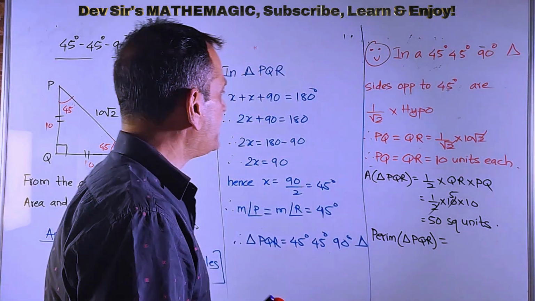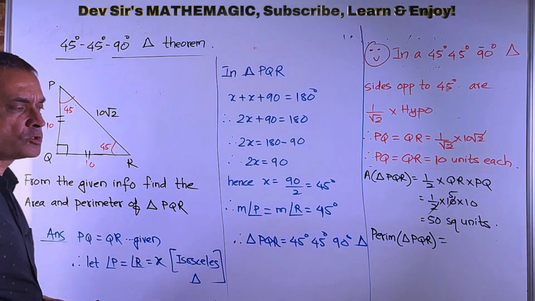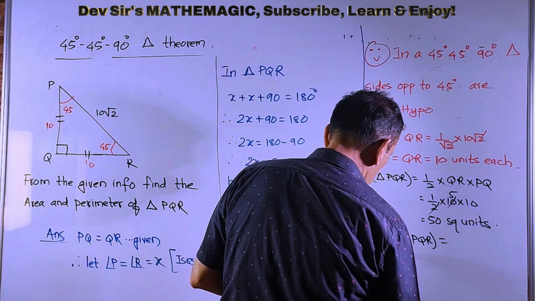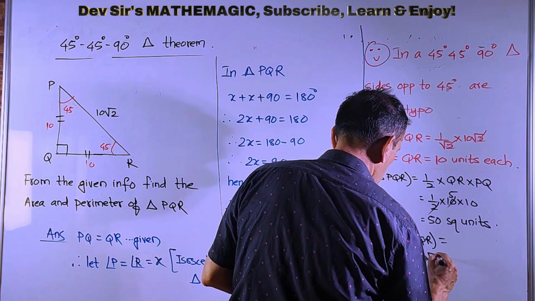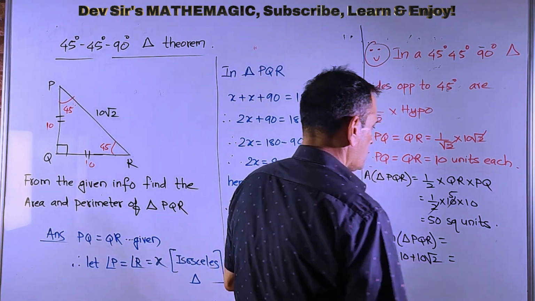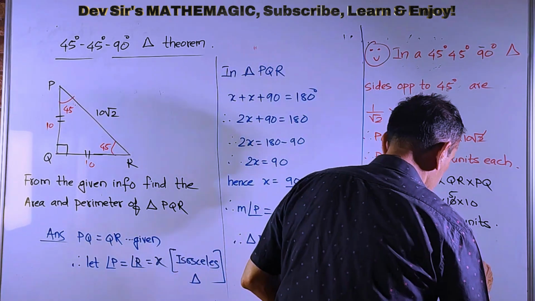Perimeter, sum of the three sides: 10 plus 10 plus 10 root 2. Just add, directly add. 10 plus 10 is 20.